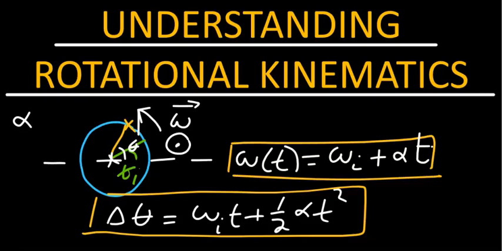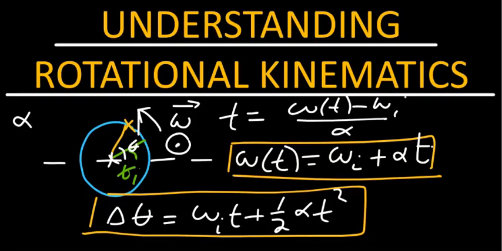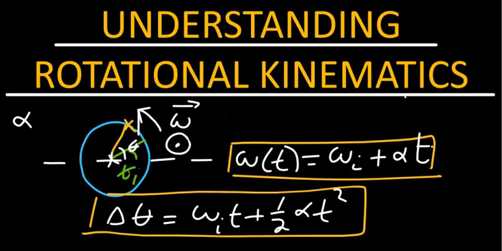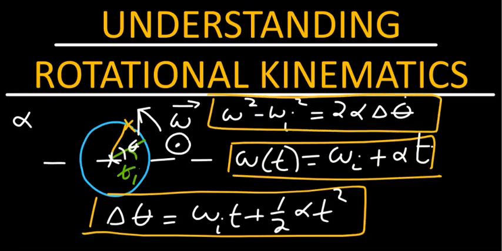The third equation comes by eliminating time using these two equations. If you take the time from the first equation, that's going to give you t equals omega minus omega I over alpha, and you substitute this t in here and also in there and do the algebra, you will end up with the following expression. We will skip the algebra and simply give you the result. It's going to be omega squared minus omega I squared equals 2 alpha delta theta. So this is the third equation for rotational kinematics.